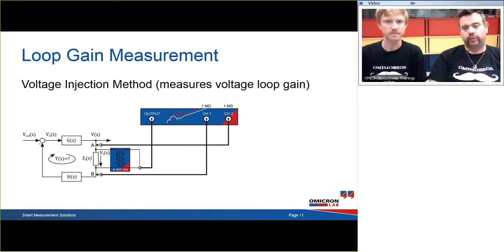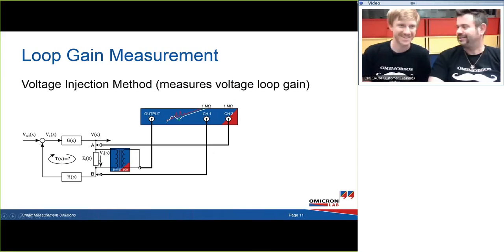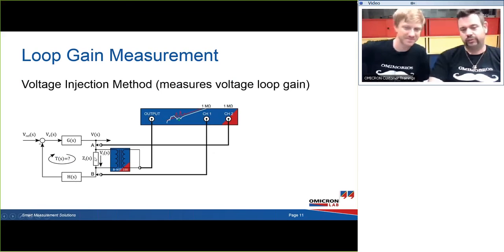So how does the voltage injection method work? What we do is we break the loop while not breaking the loop. That's the funny thing. We put a small injection resistor inside the feedback loop, and we inject the signal into the compensator, which then travels through the loop, through the plant, and comes back at the output. Then we compare the injected signal with the received signal. By dividing the received signal by the injected signal, we get the transfer function of the loop. And this is while the loop is in operation. It's pretty cool stuff.